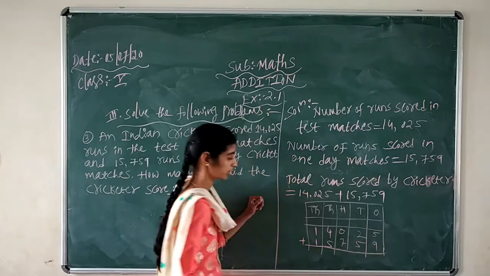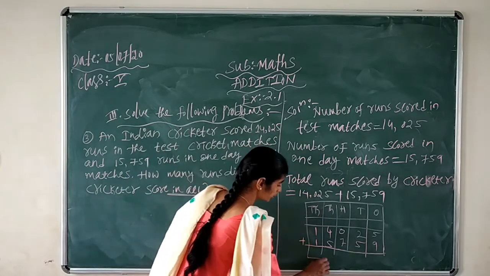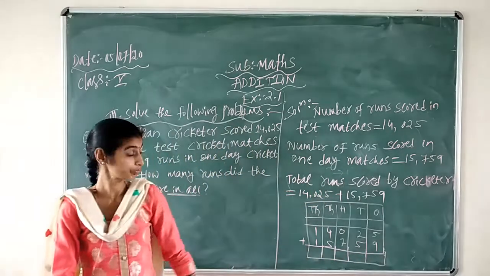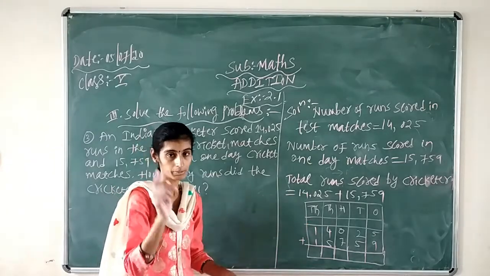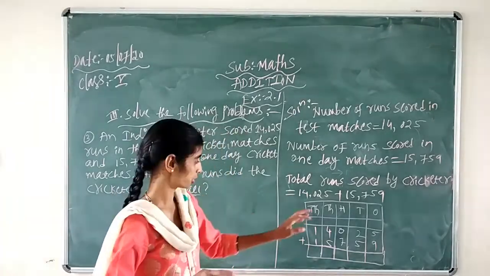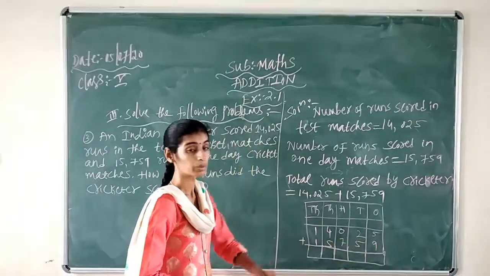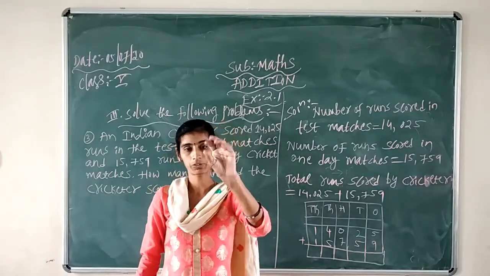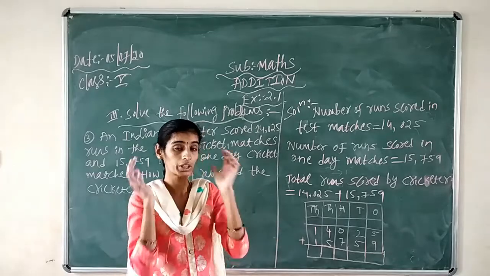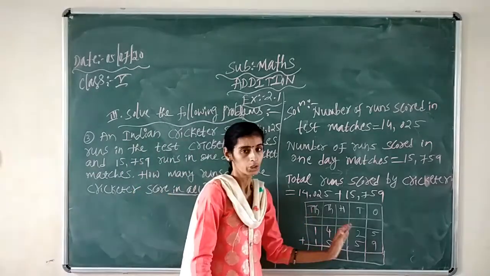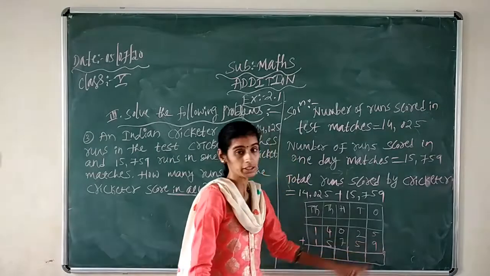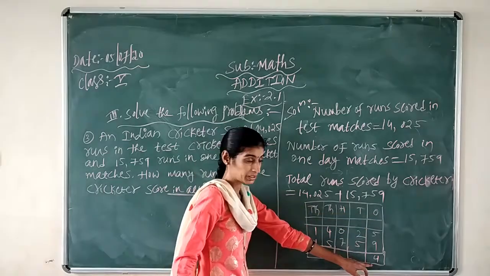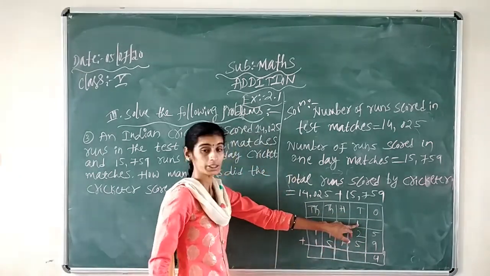Just do it, children. I hope you all know how to add. From which place should you start adding? From the ten thousands place? No. In my last class I told you, always start adding from the ones place. So 5 plus 9. You can use finger counting, vertical line counting or mental counting, whichever you feel is easy. So 9 plus 5 is 14. So write 4 in the ones place and carry 1 to the tens place.